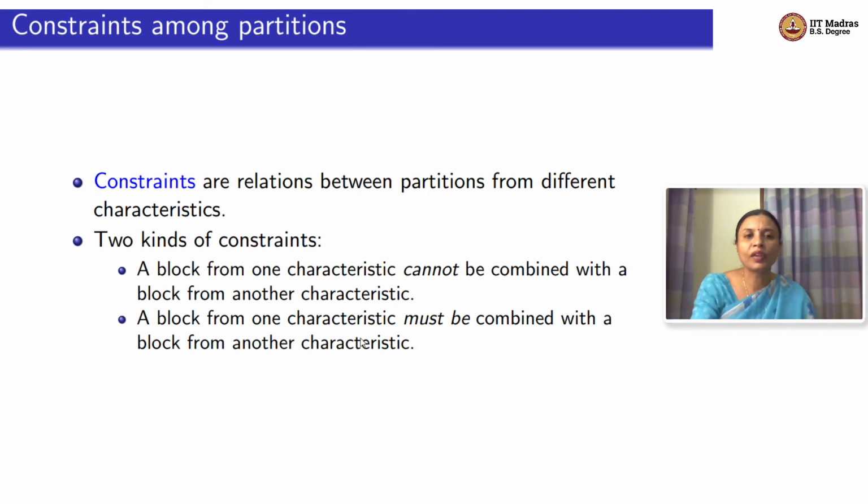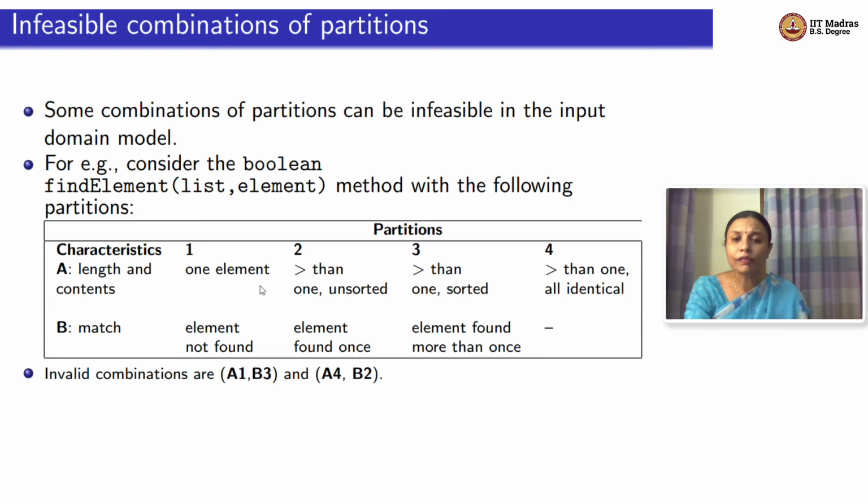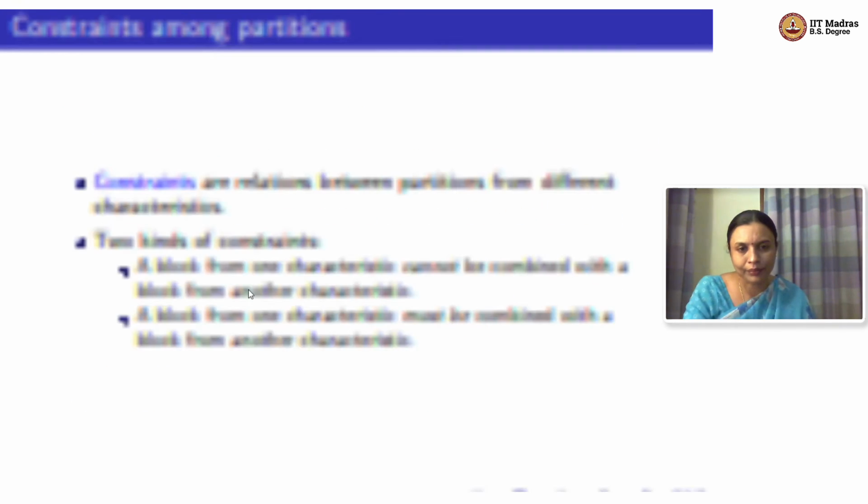So what is the way out? The way out is, so these are the problem. Constraints are relations between partitions from different characteristics. Basically, they indicate that a block from one characteristic can never be combined with a block from another characteristic. Sometimes the reverse is also useful. If you take a block from one characteristic, it must be combined with a block from another characteristic. For example, if the list is such that the element is found more than once, then you can take only partitions 2, 3 and 4 for A. You cannot take 1. So that's what it says.